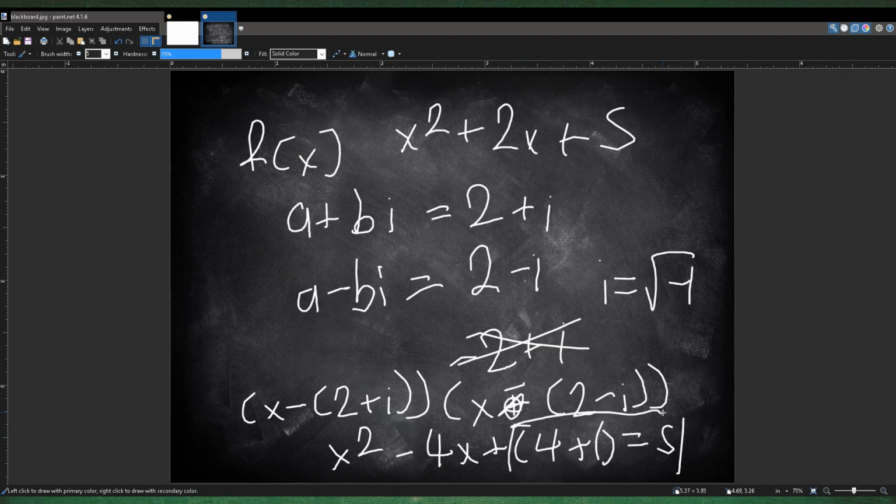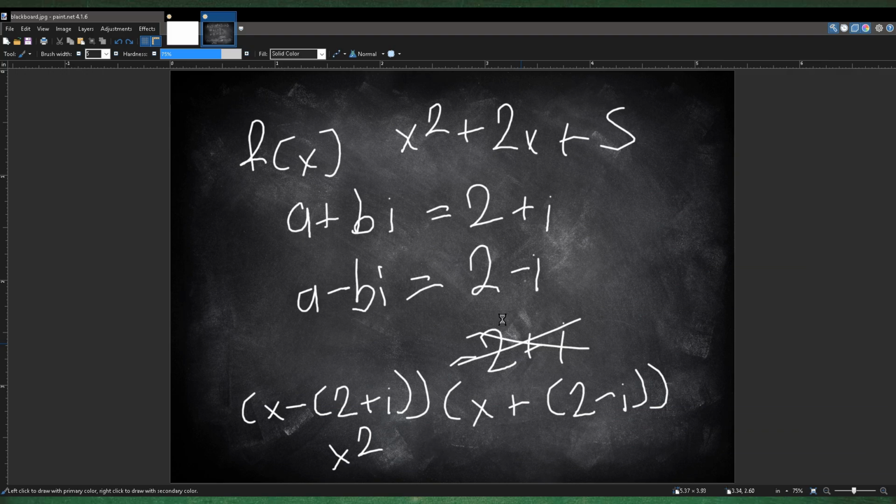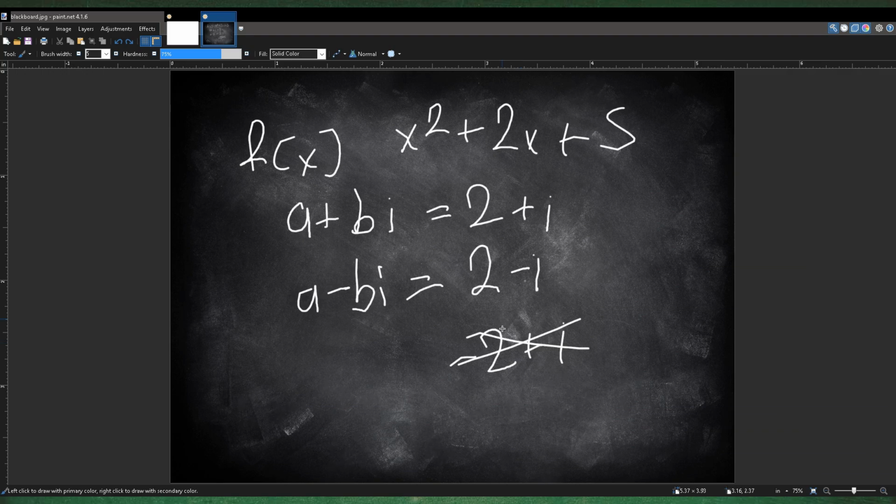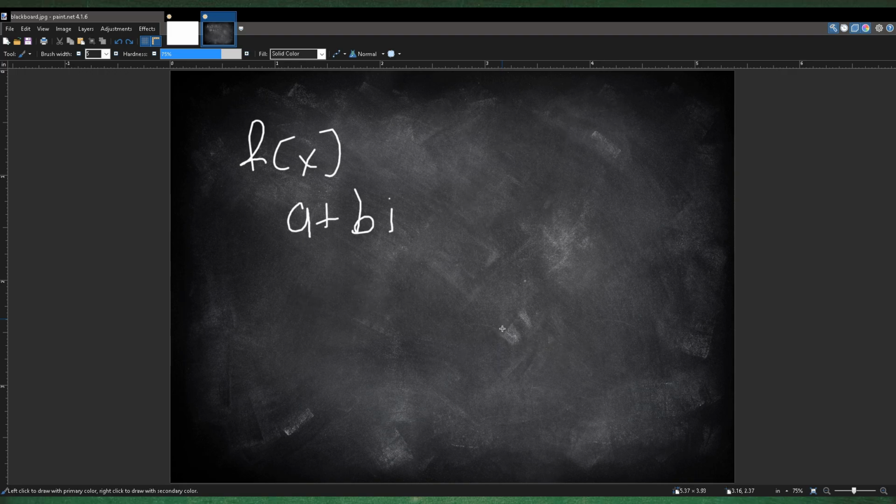Okay, so you see how that works? This is 1, this is negative 4, and that's 5. They're all real numbers. You can't have an i in there. So that's why the conjugate pair theorem works, but it's really simple. If a teacher or some kind of instructor ever tells you that 2 plus i is one of the zeros, sorry, my keyboard is dying.